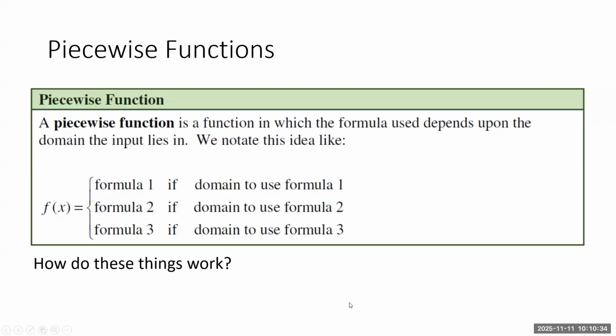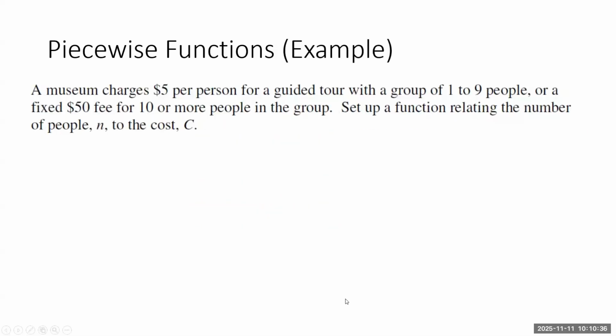How do these things work? Suppose we have this example of a piecewise function. A museum charges $5 per person for a guided tour with a group of 1 to 9 people, or a fixed $50 fee for 10 or more people in the group. Set up a function relating the number of people n to the cost c. So we have this function c(n).